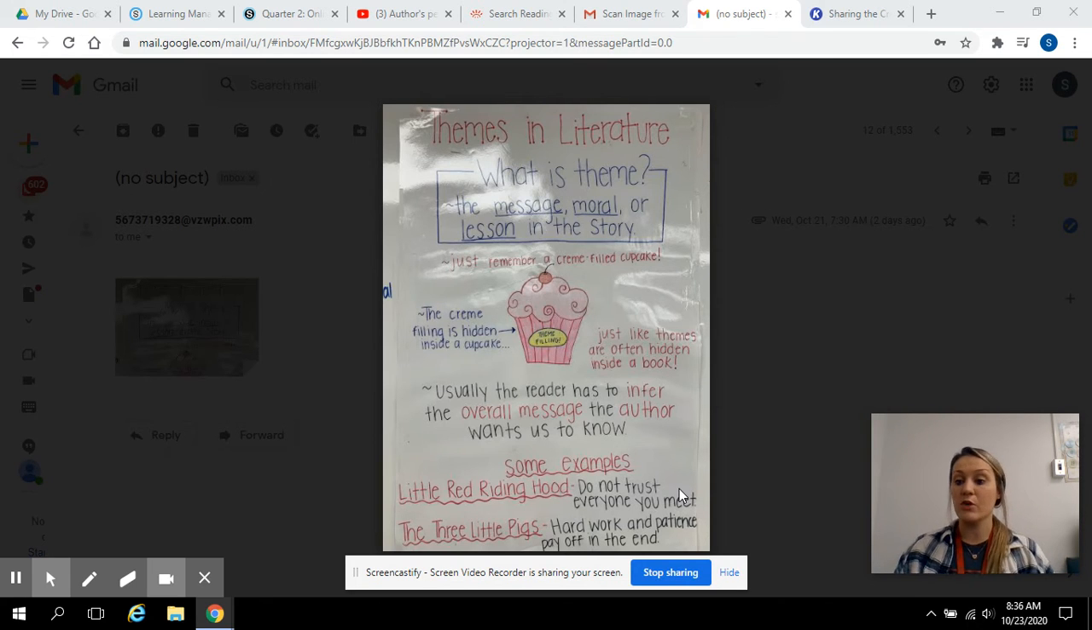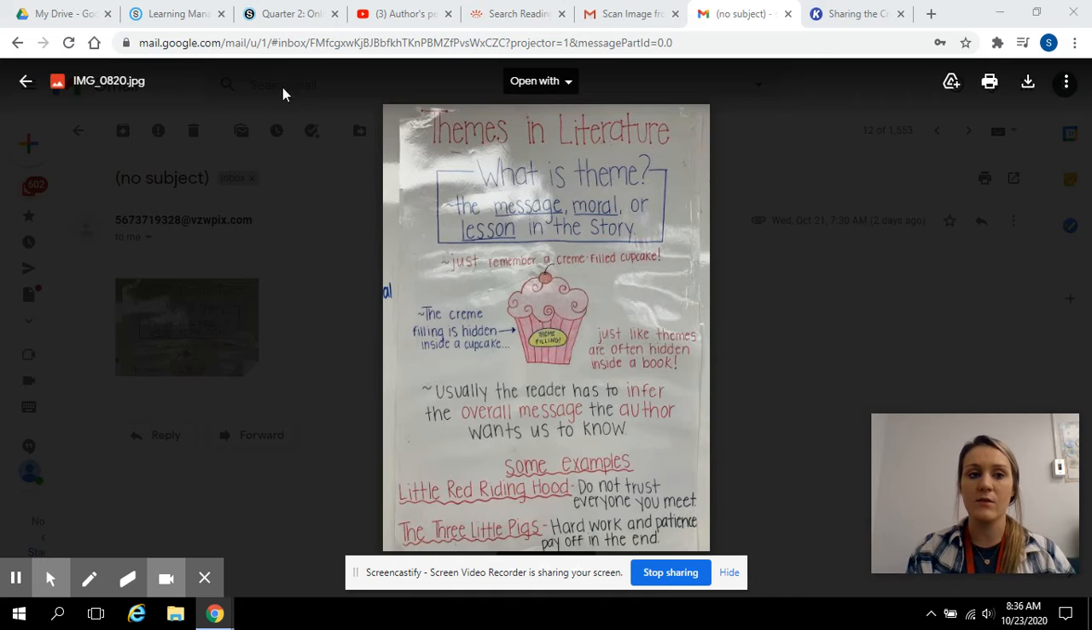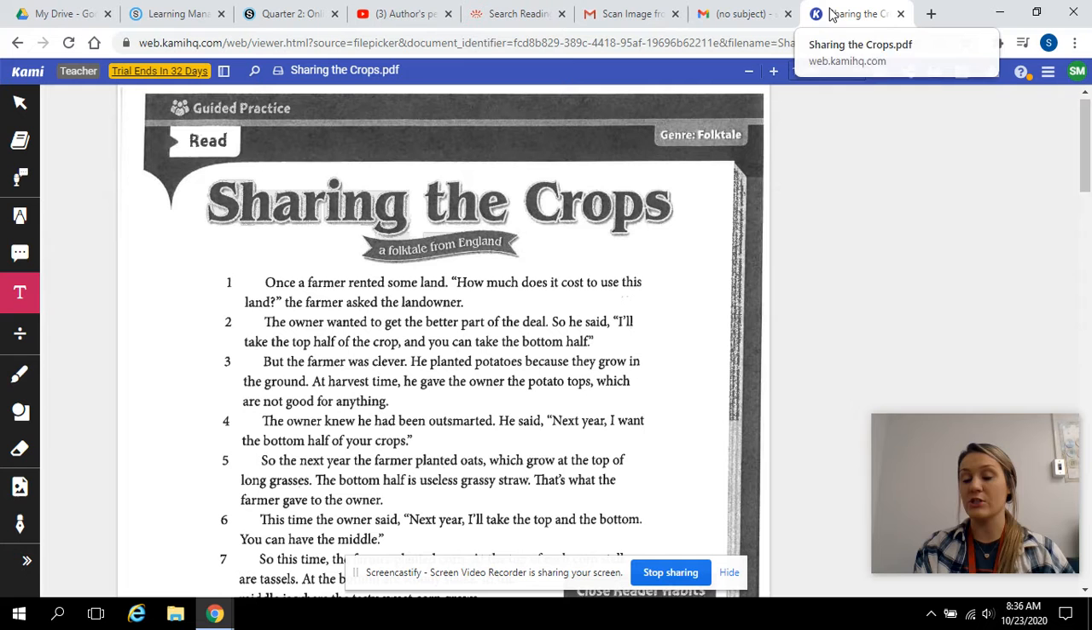And remember, we're doing the cream-filled cupcake because the cream's hidden inside a cupcake, just like the theme's hidden inside a book, okay? They're not going to tell you word for word what the theme is. You have to make an inference or a guess, okay? So take a guess at what you think they're trying to teach you, okay?